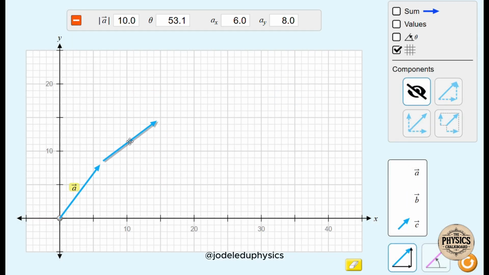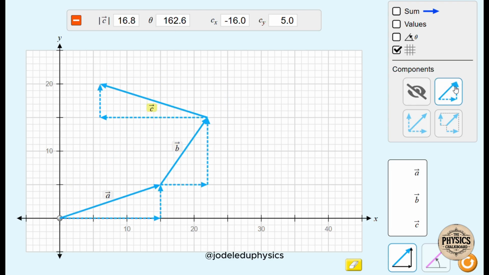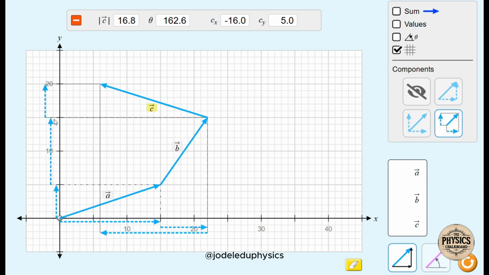To help visualize this, let's use a PhET simulation. Watch as we pull three vectors onto the screen. Notice how each vector has both horizontal and vertical parts, and look closely at what's happening. The horizontal components align along the x-axis, while the vertical components stack up along the y-axis. This is exactly what we do in vector addition.